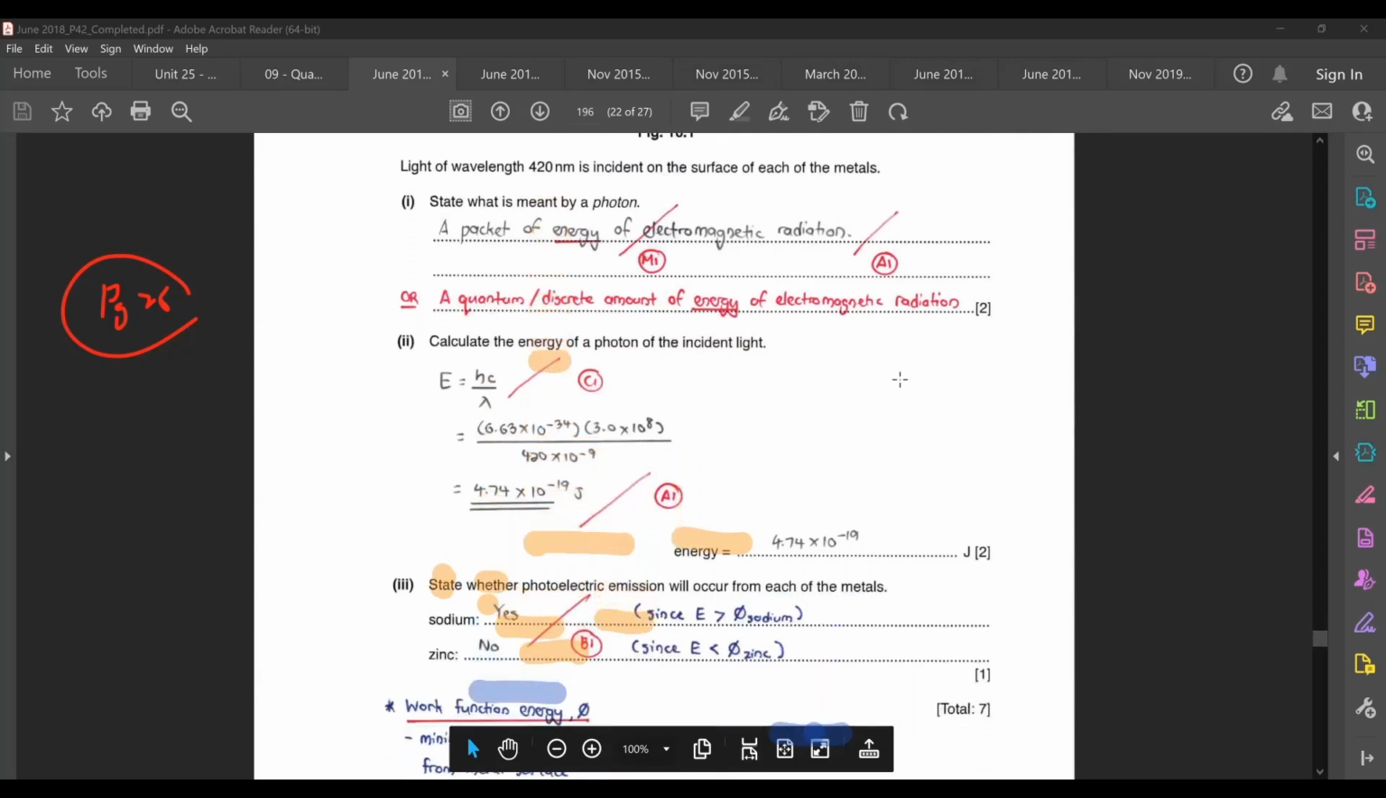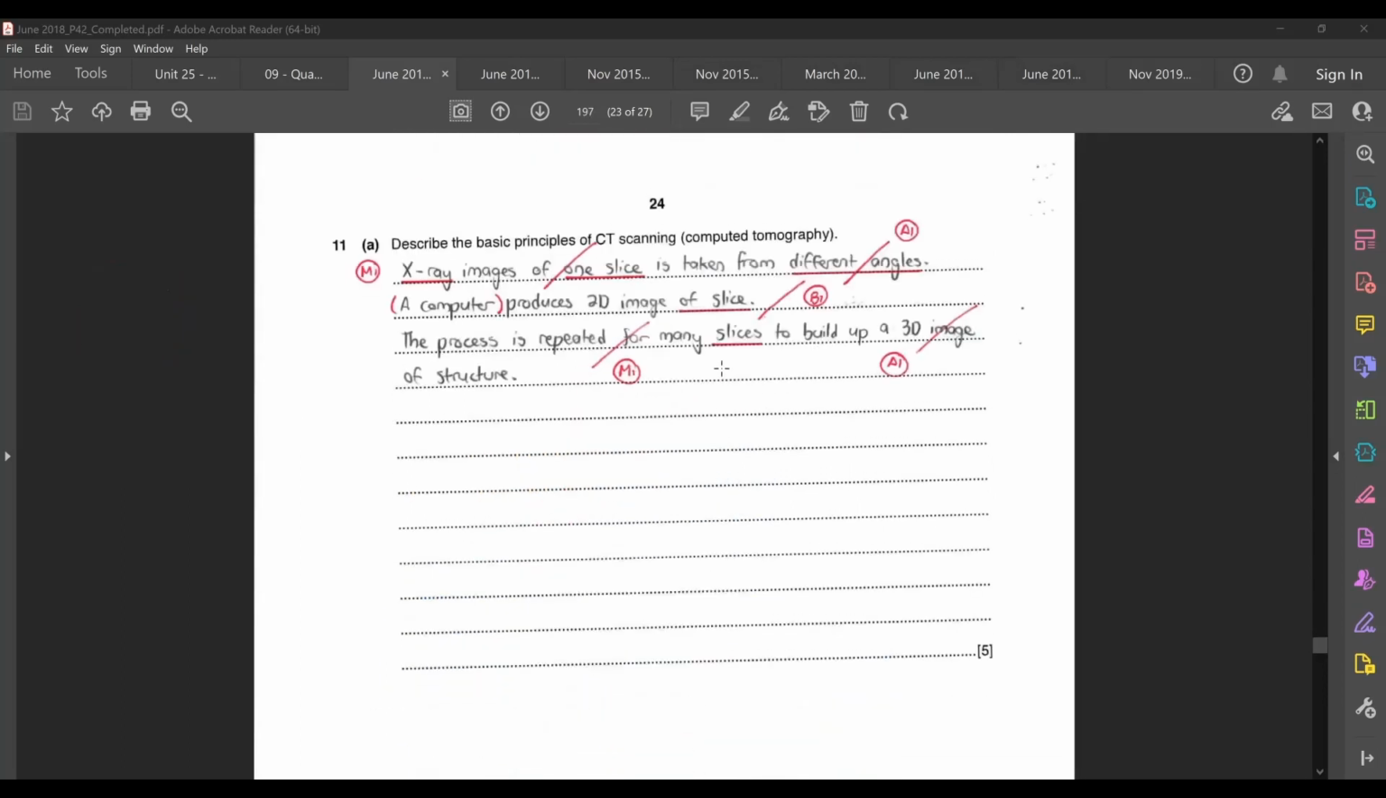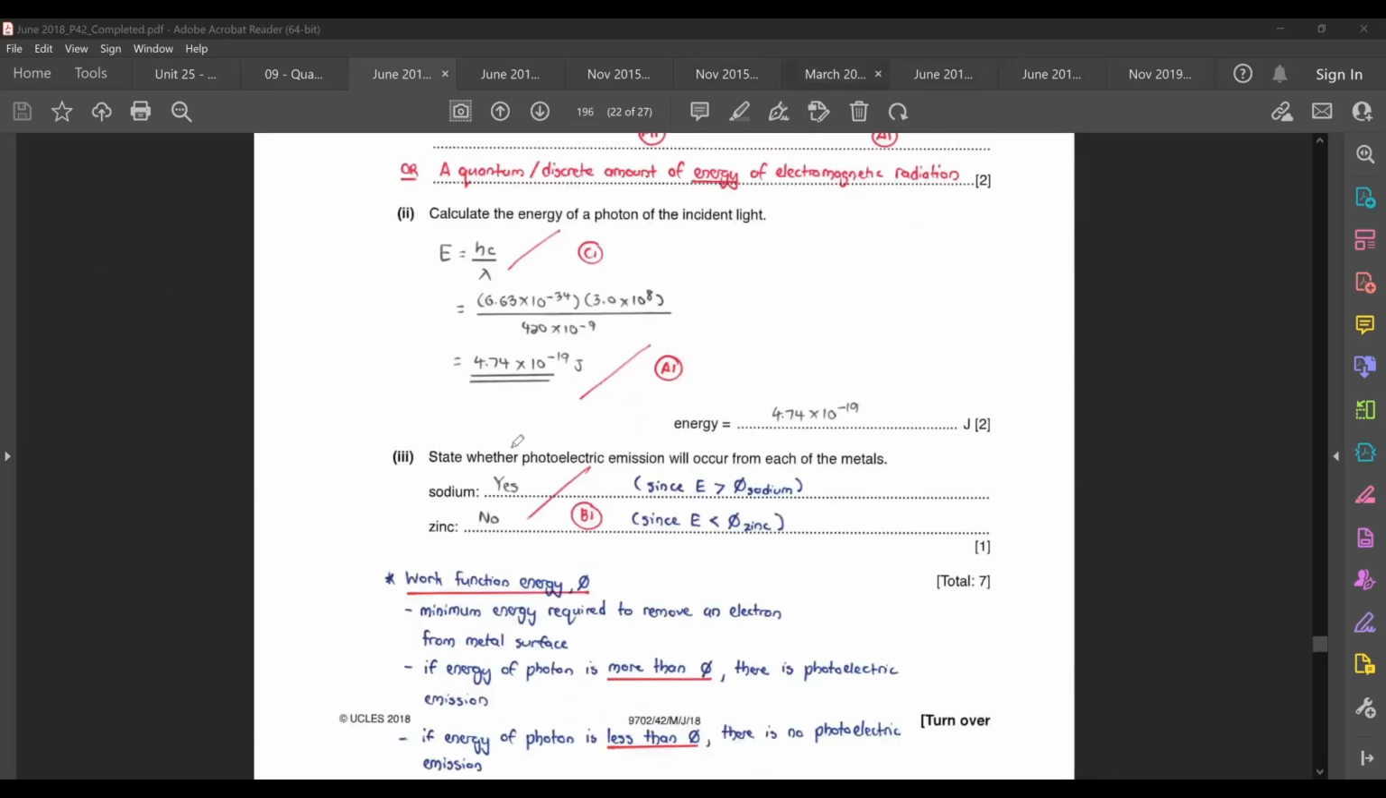Now, if you look at the last part of the question, they are asking you to state whether photoelectric emission will occur for each of these metals. If you recall what I mentioned earlier, work function energy phi is the minimum energy required to remove an electron from the metal surface. If the energy of your photon is more than your work function, you will have photoelectric emission. Conversely, if your photon energy is less than your phi, you will have no photoelectric emission.